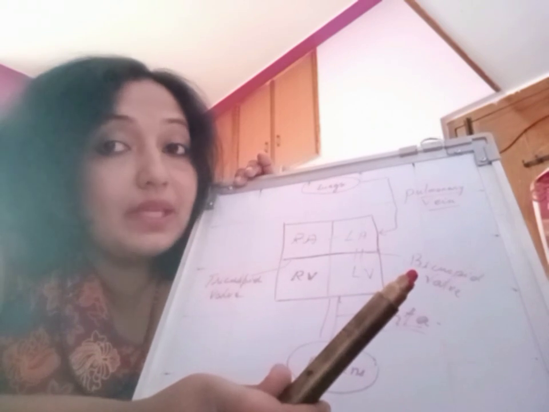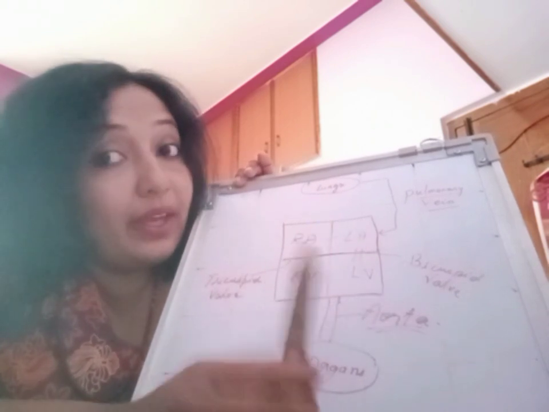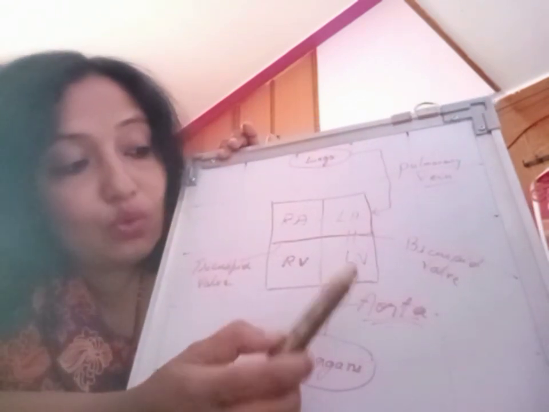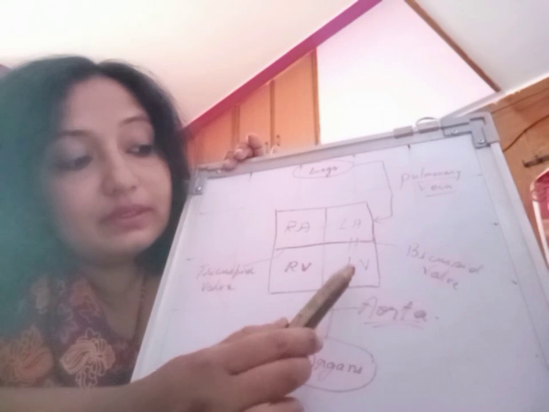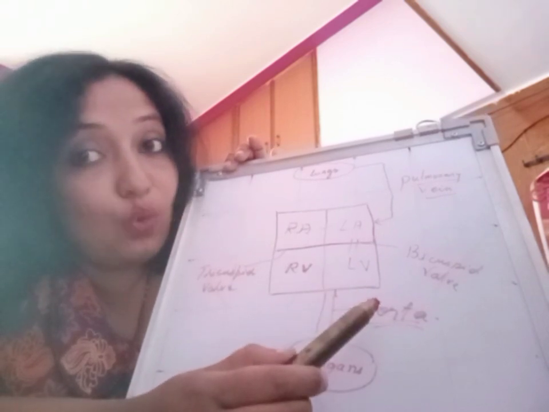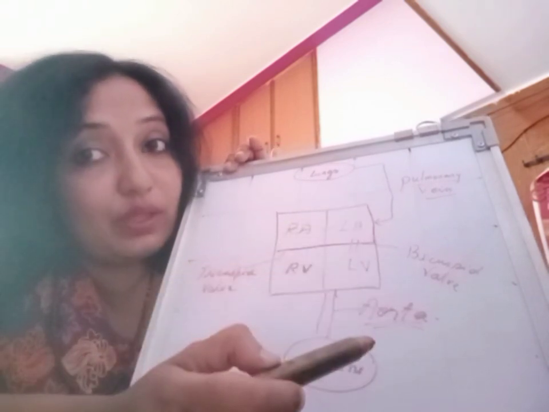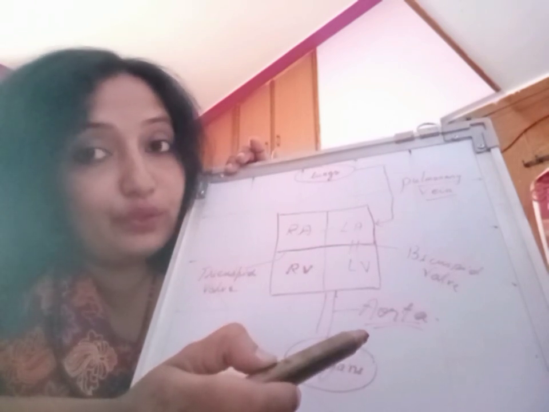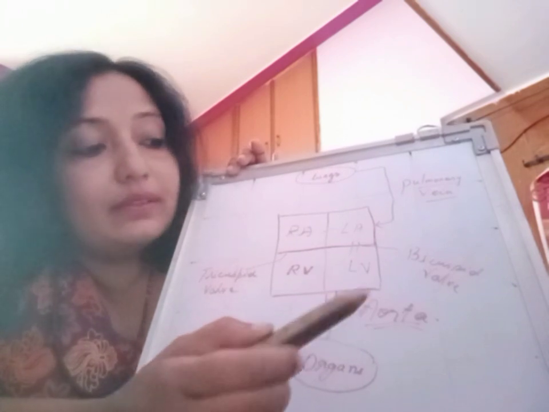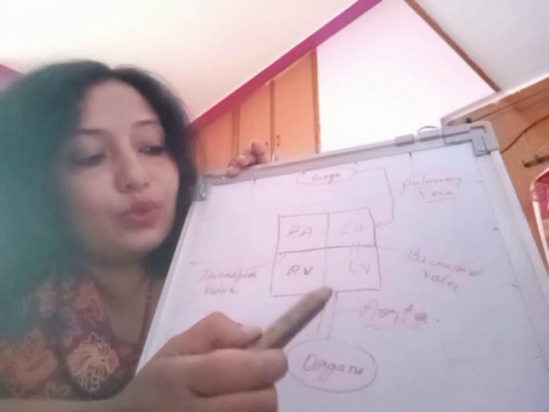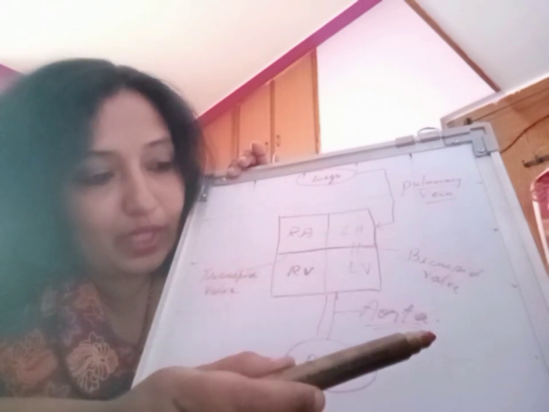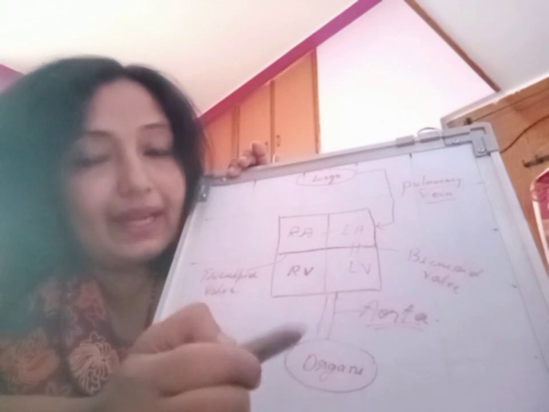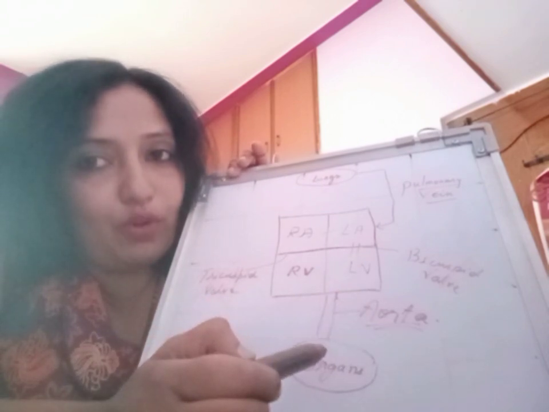That is called systemic circulation. From where? From the left ventricle. From the left ventricle through the aorta, the oxygenated blood goes to all the other organs of the body to give oxygen to the tissues. The oxygenated blood goes through the aorta from the left ventricle and reaches all the organs of the body.